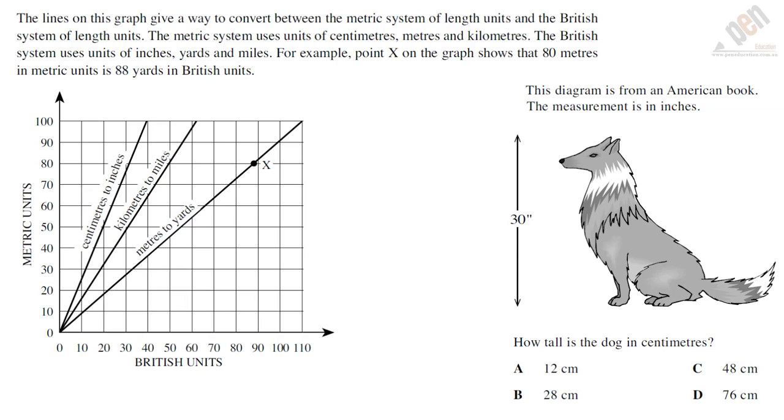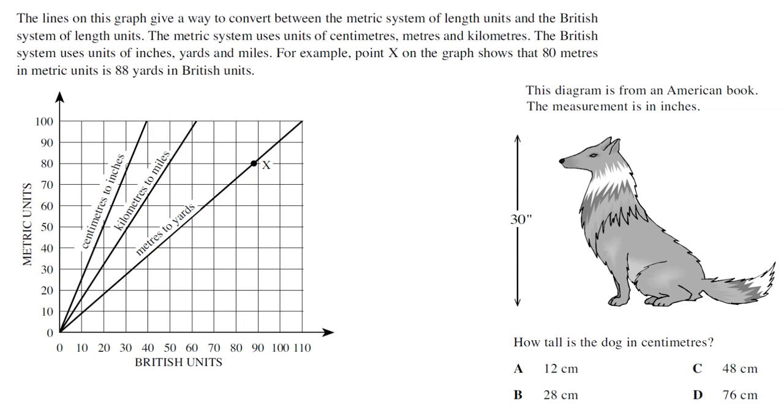The lines on this graph give a way to convert between the metric system of length units and the British system of length units. The metric system uses units of centimetres, metres, and kilometres. The British system uses units of inches, yards, and miles. For example, point X on the graph here shows that 80 metres in metric units is 88 yards in British units.